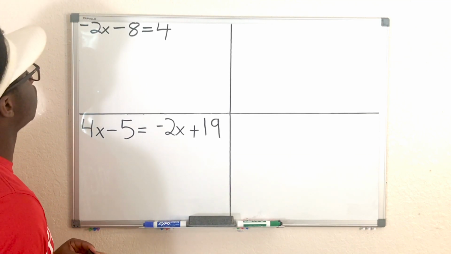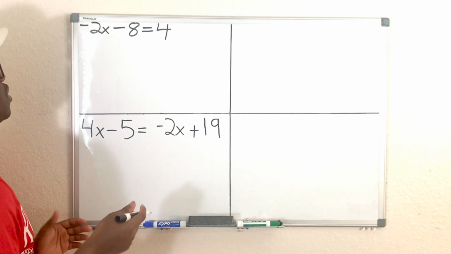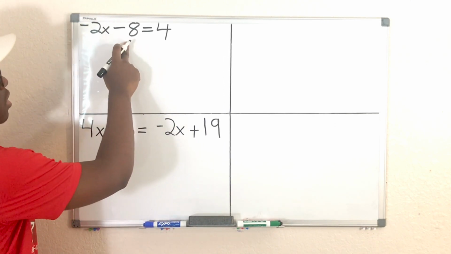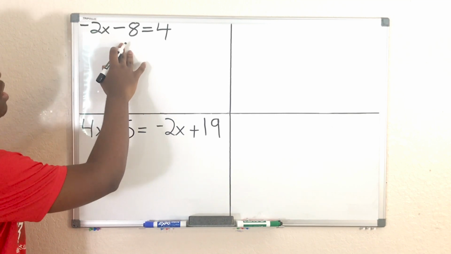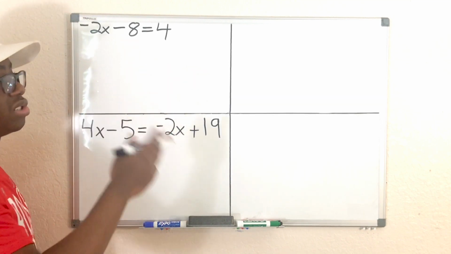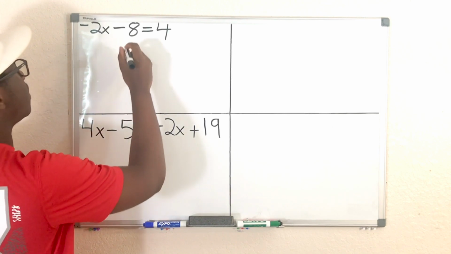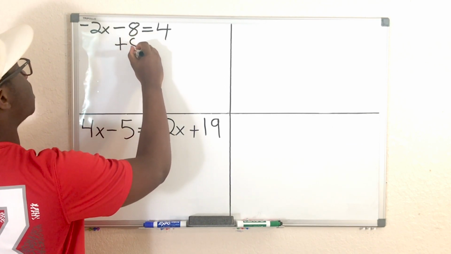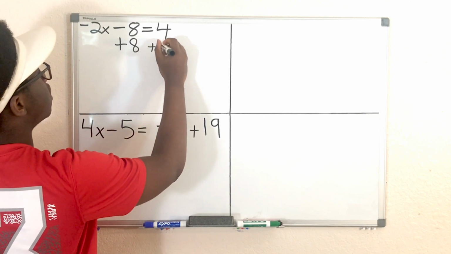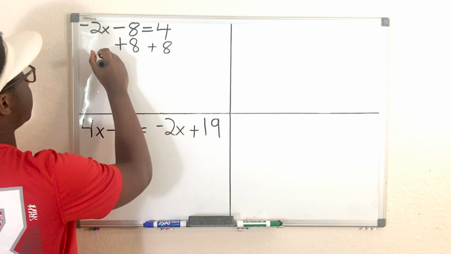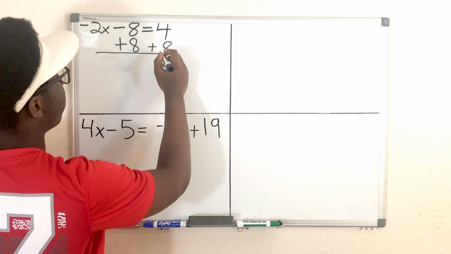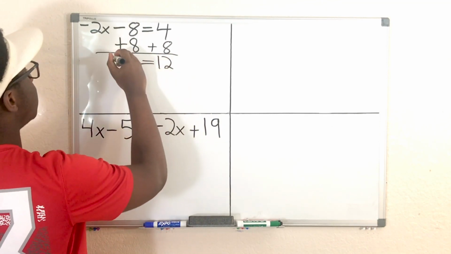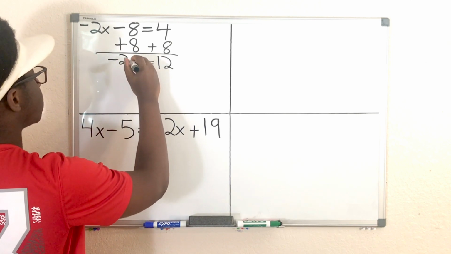So our first thing to do in isolating x is to get rid of negative 8. And how do we do that? By the reciprocal, which is adding 8. The reciprocal is basically just doing the opposite of what is given. So we have plus 8 on both sides. Now we have 4 plus 8 is 12, which is equal to negative 2x.